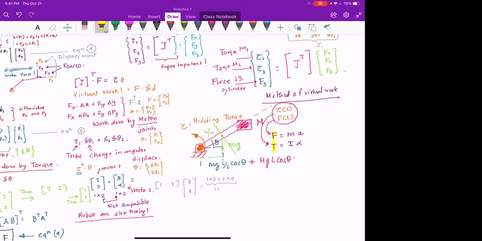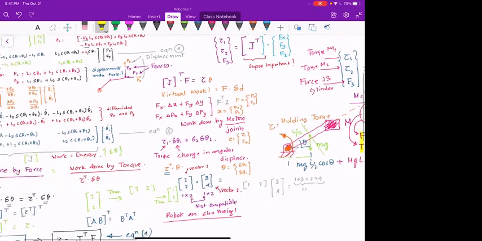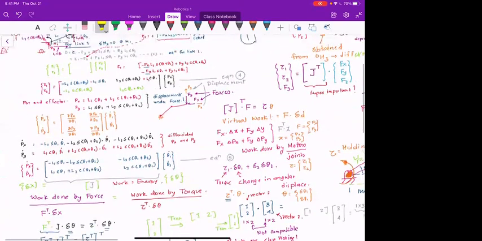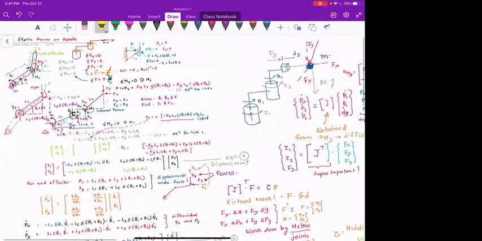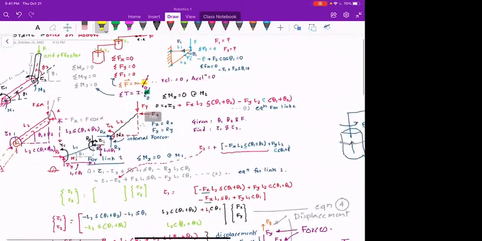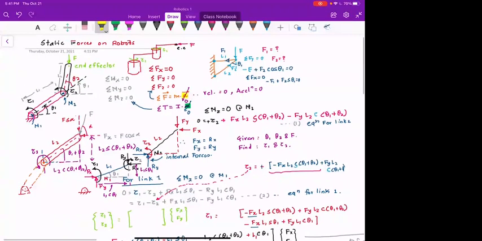So what we discuss in today's class is going to be super duper important, because we are going to use this to find out the forces on the robot. So I'm going to stop here, but I'm going to quickly give you a rundown of what we did.